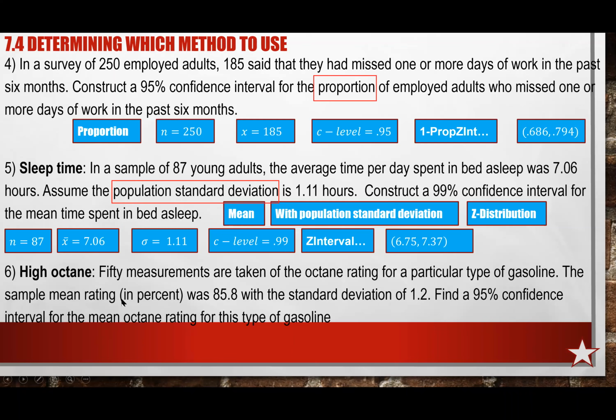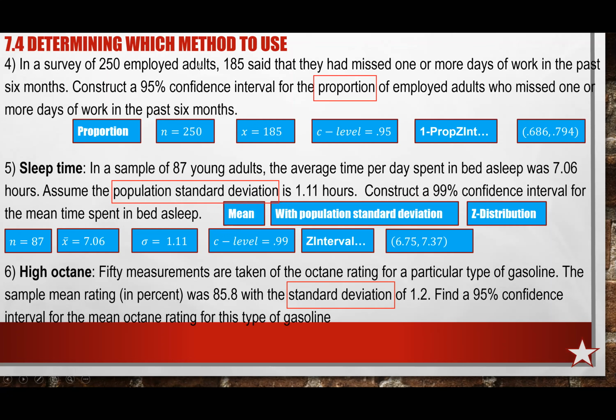High octane, right? 50 measurements are taken of the octane rating for a particular type of gasoline. The sample mean rating in percent was 85.6, with the standard deviation. What does it mean with the standard deviation? Well, first of all, I mentioned to you guys, if they don't spell out the population standard deviation and they write it like this, 99% of the time this is your sample standard deviation. If you look at this, they say the sample mean is this with the standard deviation, meaning this standard deviation belongs to this sample, right? So because they say with the standard deviation, this is your sample standard deviation.